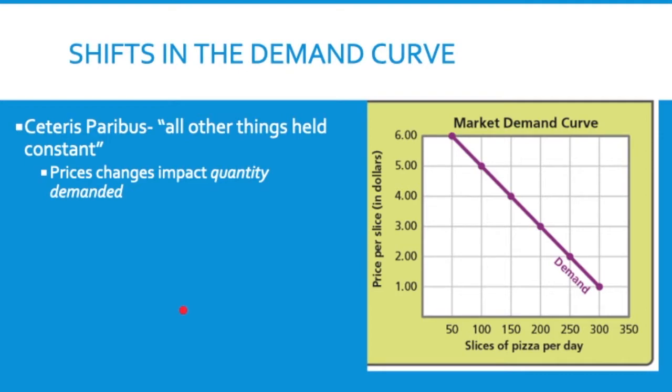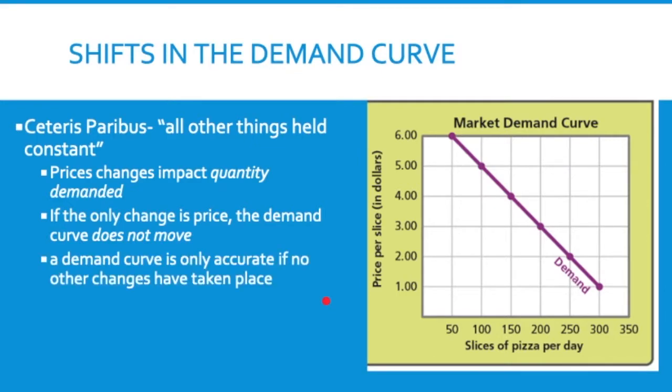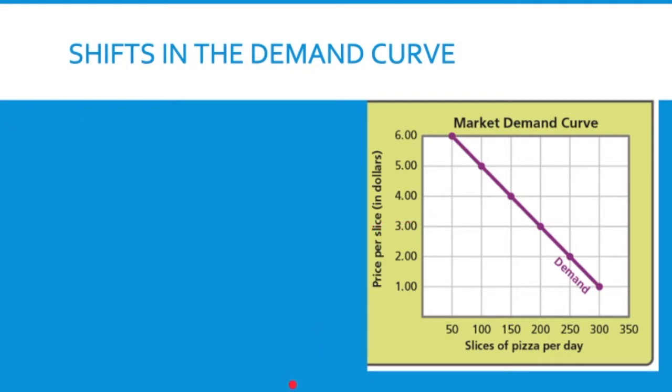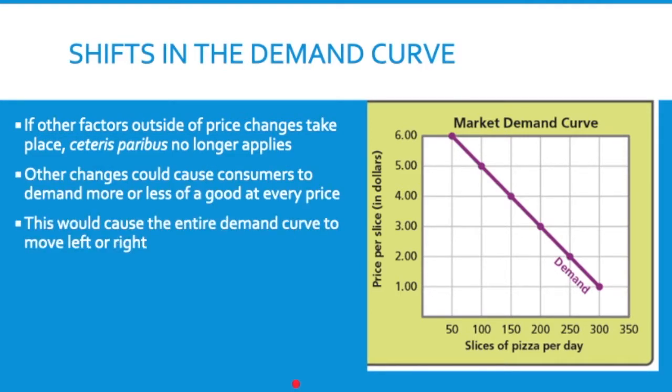Price changes impact quantity demanded. We think about quantity demanded as 300 pieces of pizza were demanded, 250 pieces of pizza were demanded. If the only change is price, the demand curve does not move. Any time you draw a demand curve, it's only accurate if no other changes have taken place. There are some things that could make this whole line move one way or the other. If other factors outside of price change, ceteris paribus no longer applies. Other changes could cause consumers to demand more or less of a good at every price. We'll look at some of those.